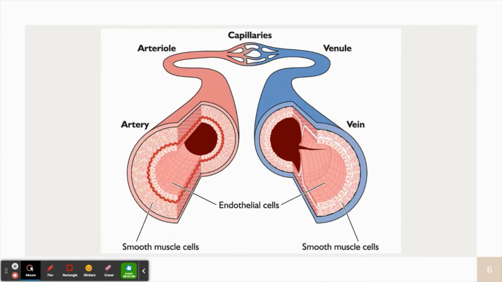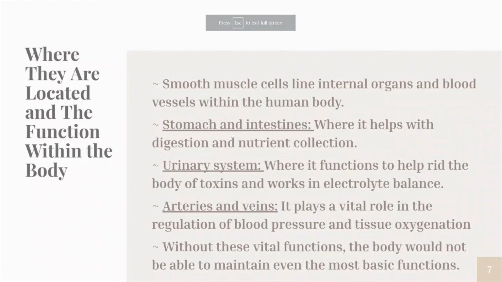Here's an image of the smooth muscle cells lining the inside of a blood vessel. Where are they located and what is their function within the body? Smooth muscle cells line internal organs and blood vessels within the human body. Stomach and intestines, where it helps with digestion and nutrient collection.